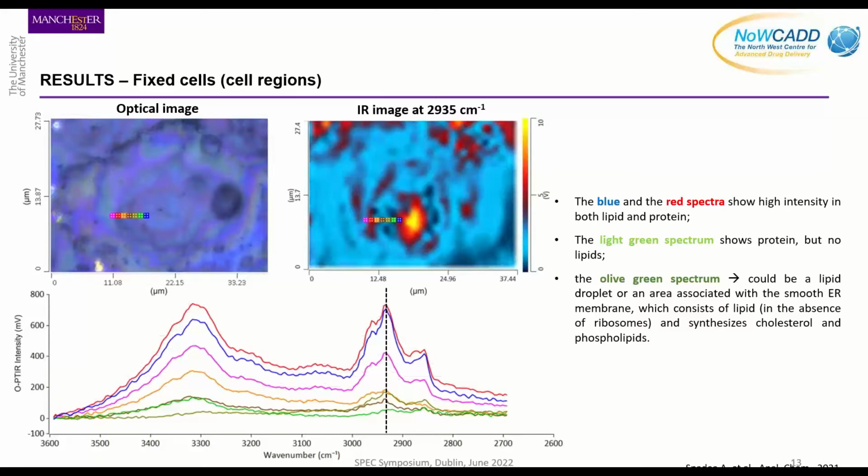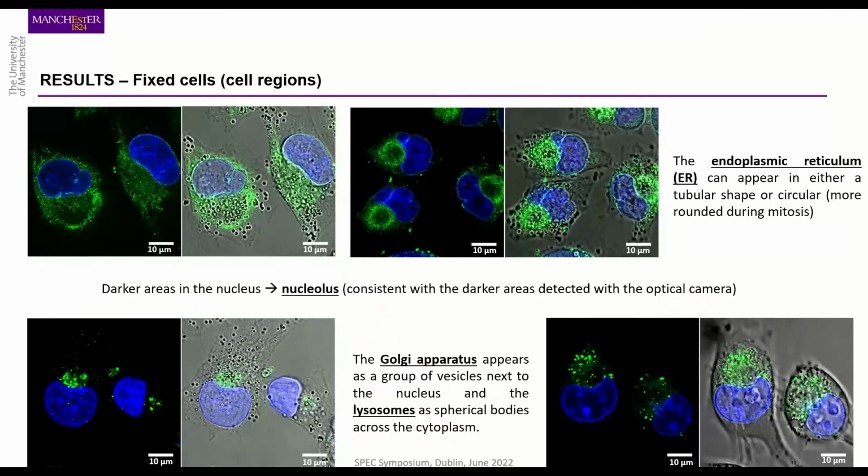we've got the blue and the red spectra. I've got proteins and lipids in, but the olive green spectrum seems to be devoid of the protein, so it's mainly lipid, and we believe that this actually matches up with the endoplasmic reticulum. Again, I'll skip that, but we've got an endoplasmic reticulum, and we believe we were scanning over this area here.